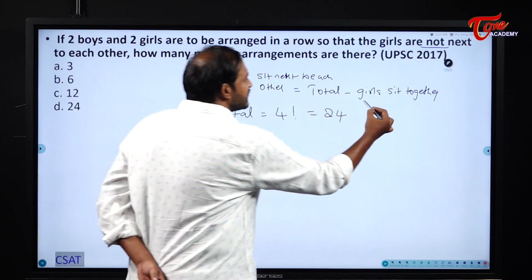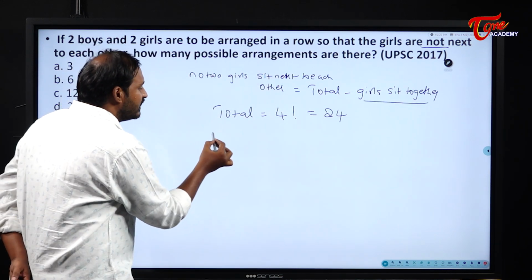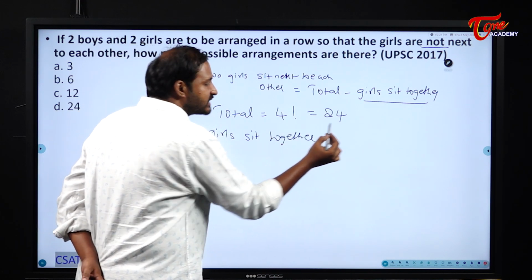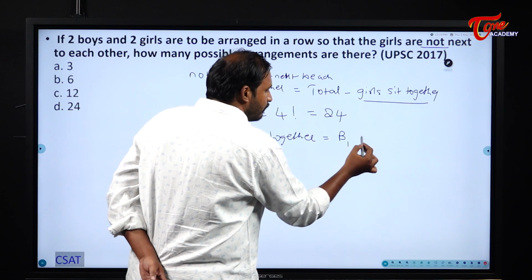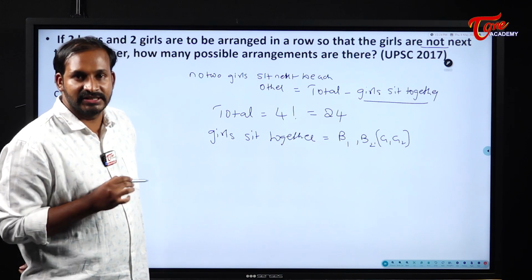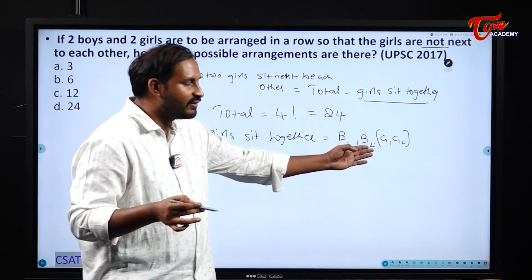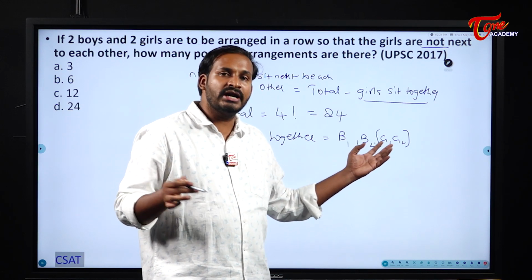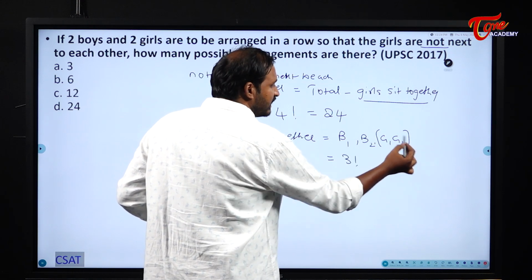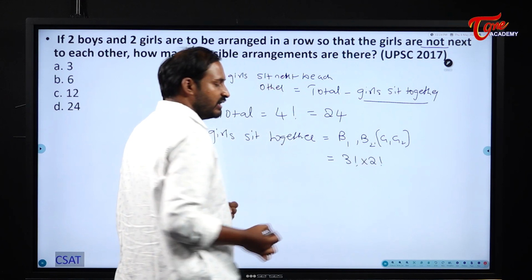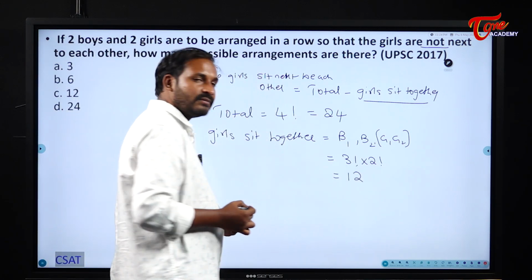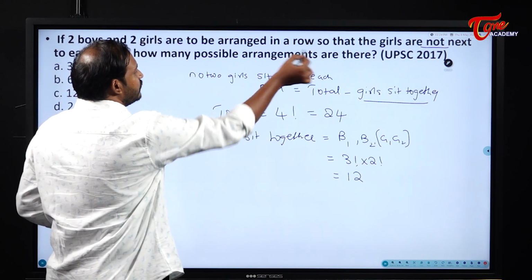Now we will come to our special case: girls sit together. If girls sit together, how will we write the category, students? Similar to our vowels come together. Boy 1, boy 2, and we will consider these girls as a single group, similar to our vowels case. So boy 1, boy 2 and the 2 girls sitting together. Now total how many are there? 3 are there, 3 factorial, and the girls can be internally shuffled in 2 factorial ways. So 3 factorial into 2 factorial. So it becomes 6 2s are 12.